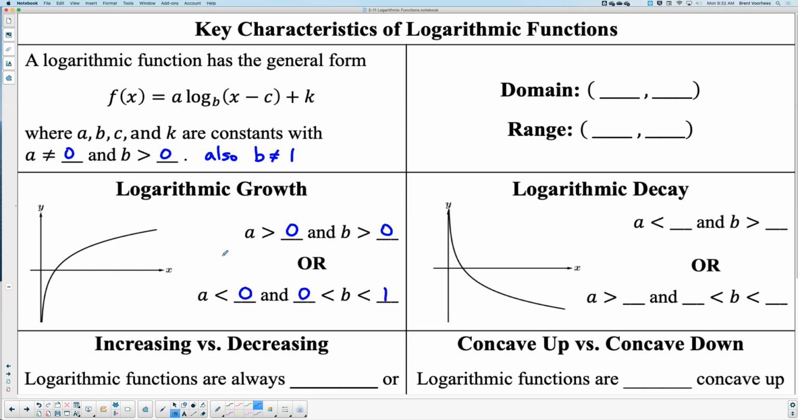Now, why do I say 0 and 1? Remember how B has to be greater than 0? So B always has to be greater than 0. I need to check this. B needs to be greater than 1 there. Sorry. A is positive and B is greater than 1. Here, if A is negative and your base is between 0 and 1, then it would still appear to be growth.